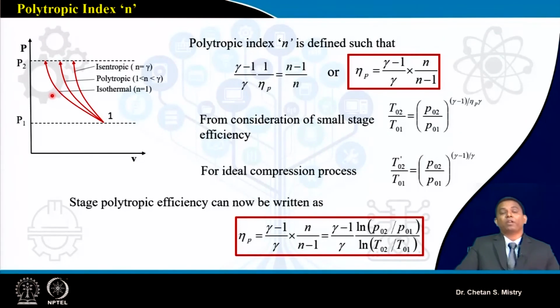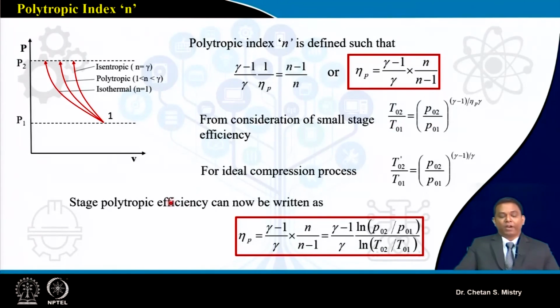But remember, here we are talking about rotating devices which rotate at very high speed compared to a reciprocating compressor, and that's the reason achieving an isothermal compression process using a rotating device is not possible. We are moving towards a polytropic index. If my working fluid is somewhat different, I can represent my polytropic efficiency in this form: gamma minus 1 over gamma into n over n minus 1. We can represent that in terms of the pressure ratio.